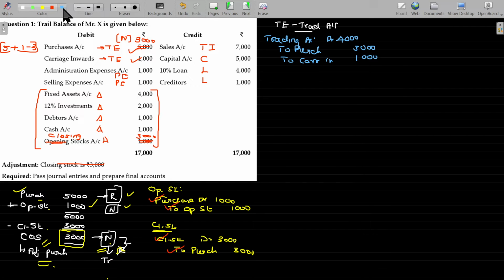And this one, the trading income, I'll post this. Trading income is transferable to the trading account. What is the entry? Now the trading account is going to be credited. Sales account is a credit balance, that should be debited. So sales account debit to trading account. The value being 7,000.